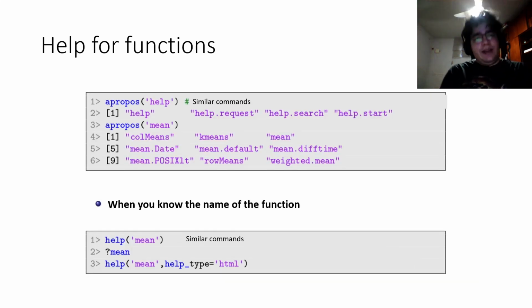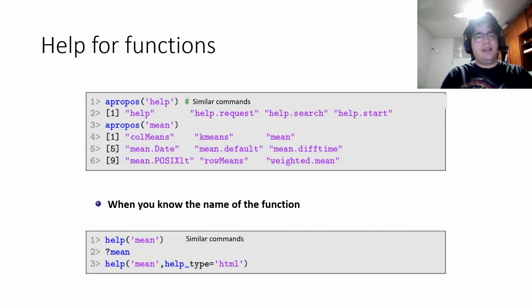Then we can ask for help for functions we use in R. We can use the function apropos to search for similar functions with a specific name. So, for example, if we use apropos mean, it will return colMeans, kmeans, mean, lots of functions to ask for help about.